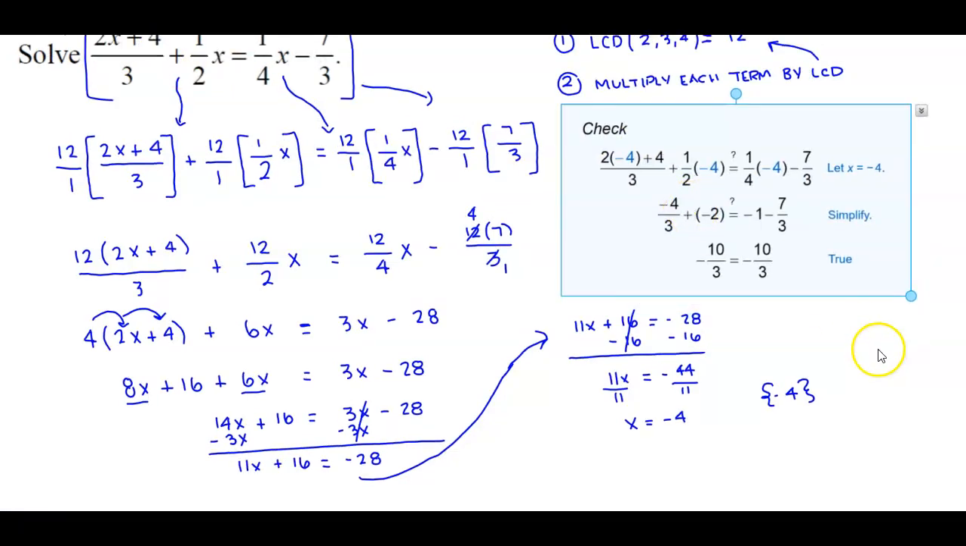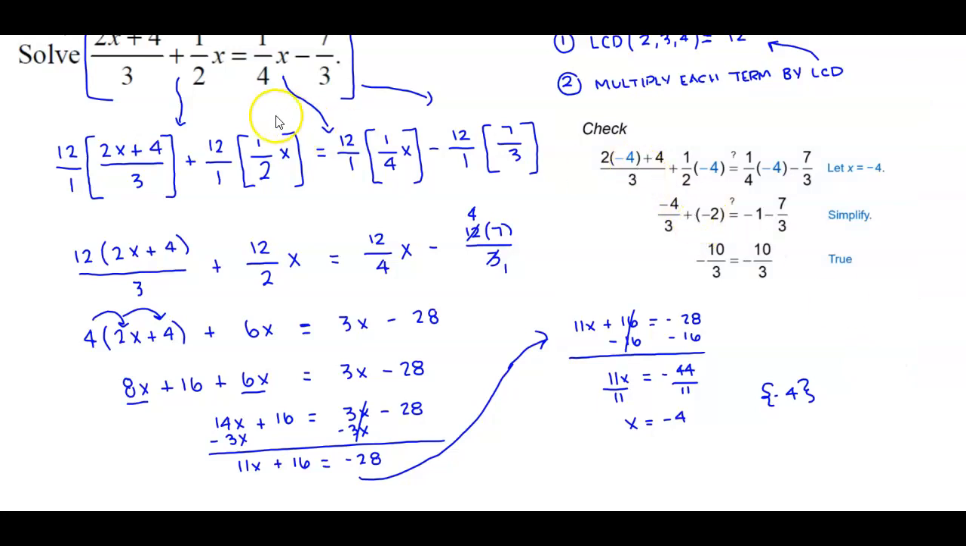So here is the check. We're going to plug in negative 4 for all the values of x. So we have 2 times negative 4 plus 4, divided by 3, plus 1/2 times negative 4. We want to see if that's going to equal 1/4 times negative 4 minus 7 over 3. Well, 2 times negative 4 is negative 8, plus 4 gives us negative 4. And then it's going to be negative 4/3.